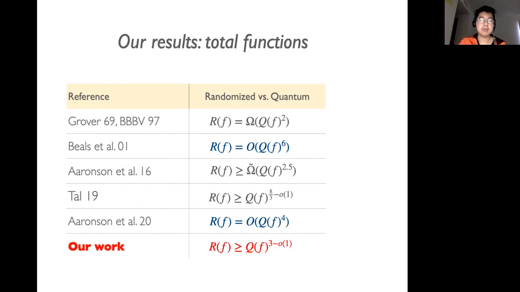Our work improves Tal's result by a polynomial factor. In particular, we exhibit a cubic separation between randomized and quantum query complexity using the cheat sheet framework introduced by Aaronson et al.